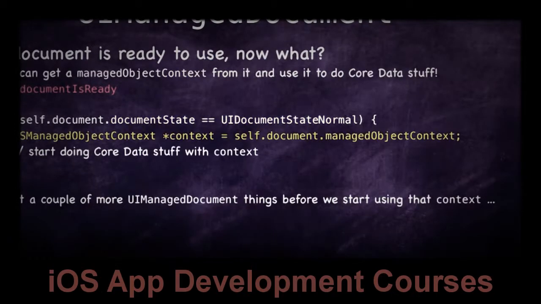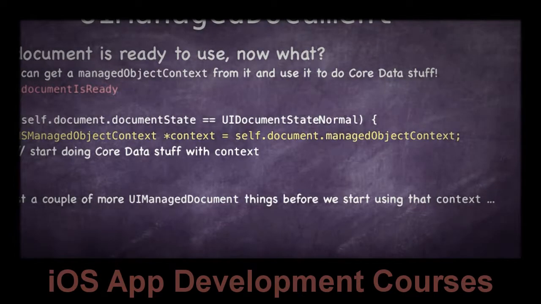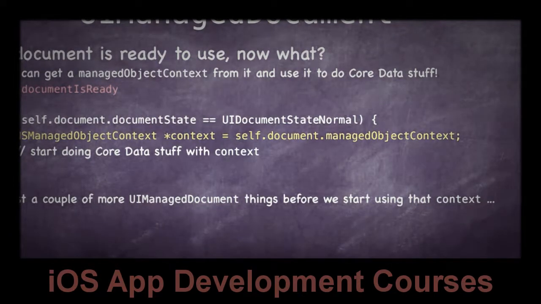So anyway, let's say I have this document in a normal state. Now what am I going to do? Now I'm going to grab that NSManagedObjectContext and go start doing some Core Data stuff. That's it, okay? So this is how we get started.